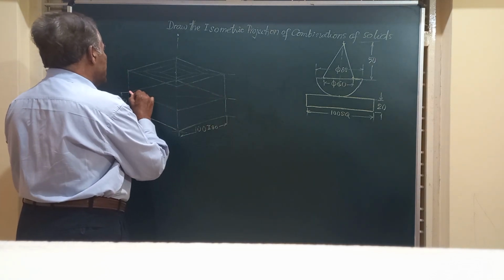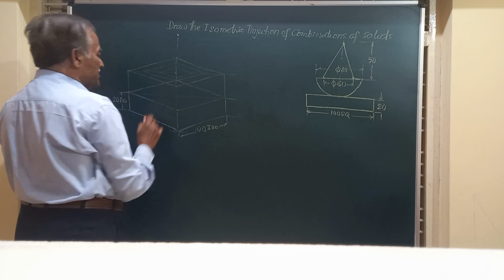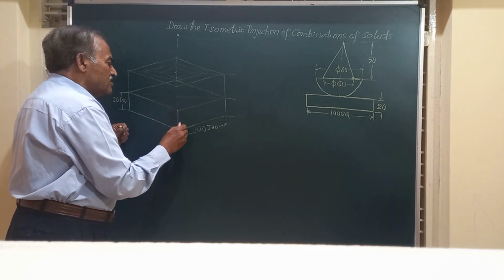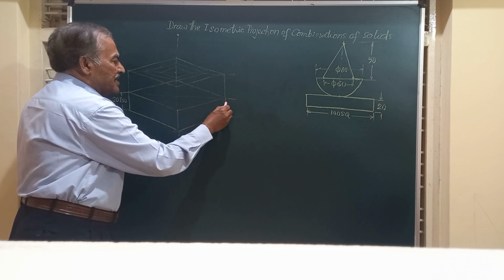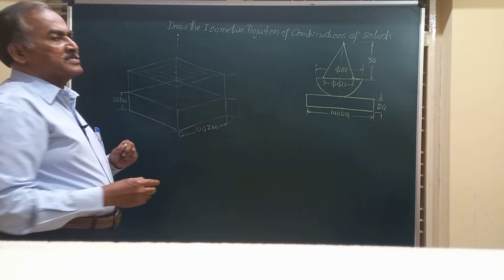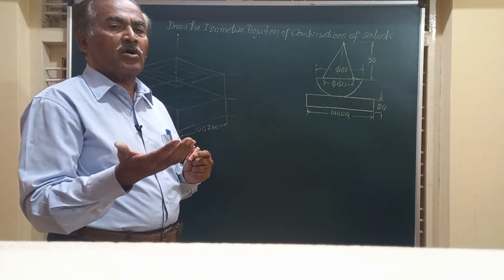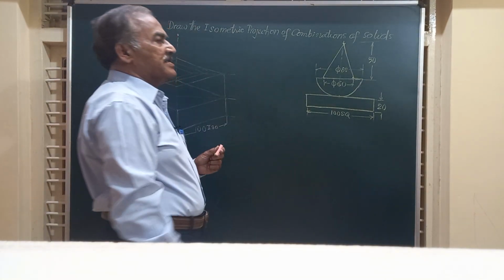So this will represent the isometric projection. I have not darkened it yet. So this is a vertical line and again a vertical line here. So this will represent the isometric projection of the square block which has a thickness of 20.